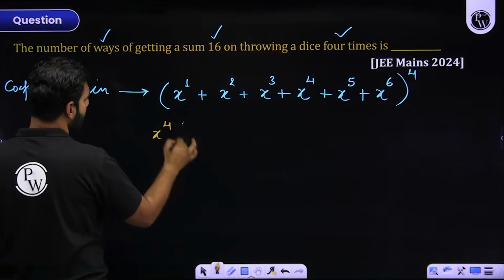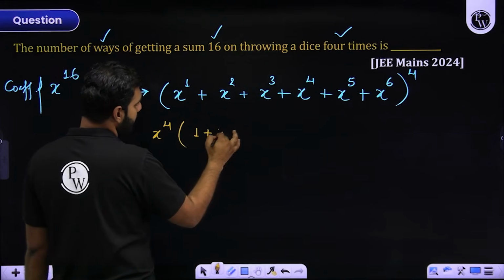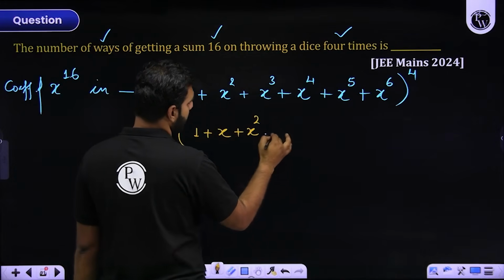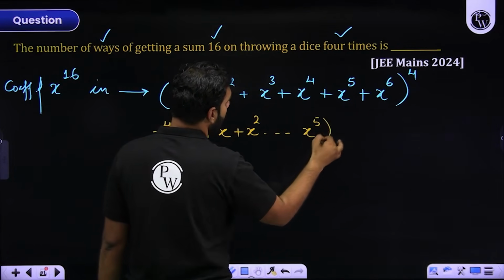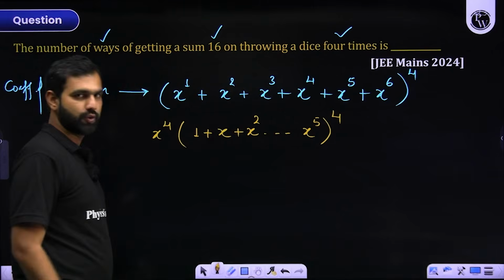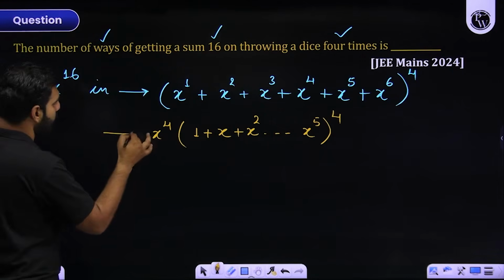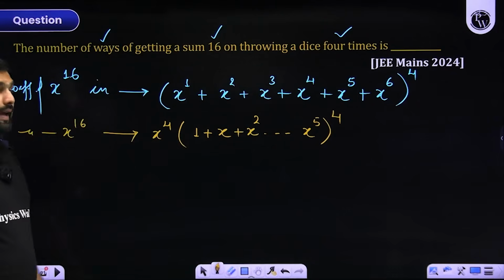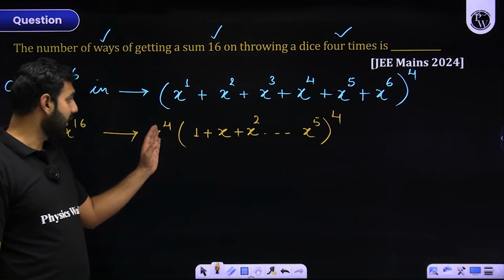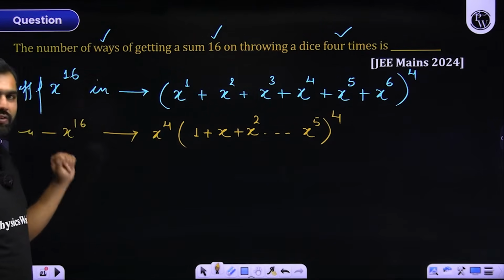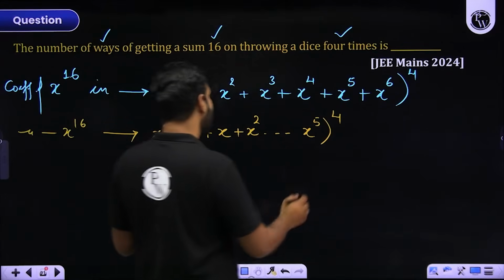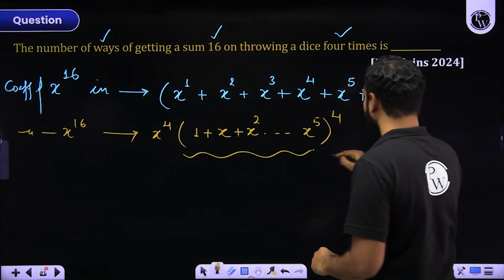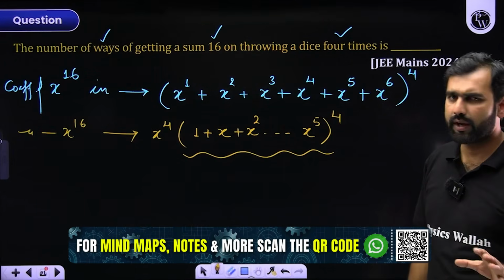So when you have x to the power 4 outside, you're left with 1 plus x plus x square up to x to the power 5, whole raised to the power 4. I hope there is no confusion on it. And I'm looking for the coefficient of x to the power 16 in this. I hope you're realizing if I remove x to the power 4 from here, I can remove x to the power 4 from here as well, which means I need to look at the coefficient of x to the power 12 in this. Did you get my statement?